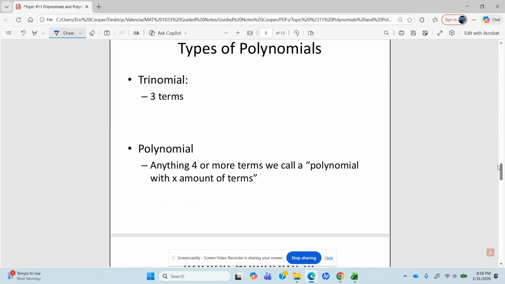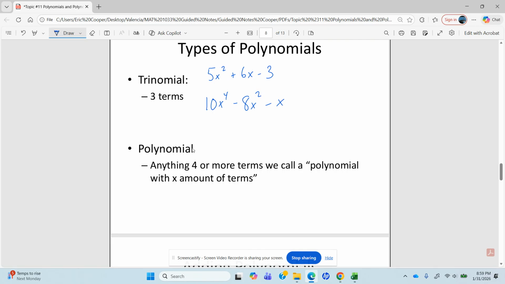A trinomial is something that has three unique terms that cannot be combined. So for example, 5x squared plus 6x minus 3. None of these can be combined because they all have different variables or no variables at all. So this would be a trinomial. Same thing if I did 10x to the 4th minus 8x squared minus x. None of these can combine, so this would be a trinomial that has three terms.